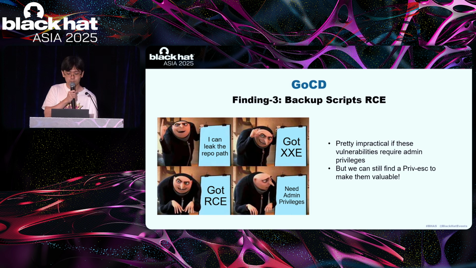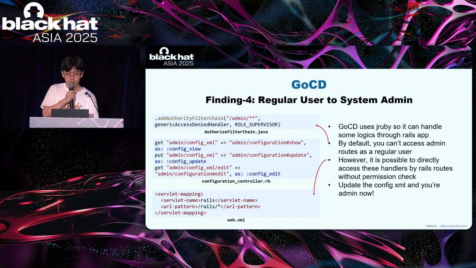With all the vulnerabilities we found, it's pretty impractical if these vulnerabilities require admin privileges. But we can still find a privilege escalation to make them valuable. So in GoCD, it actually uses JRuby, so it can handle some logic through a Rails app. And by default, you can access the admin routes as a regular user, and we can't access the admin functionalities that we just found for exploitation.